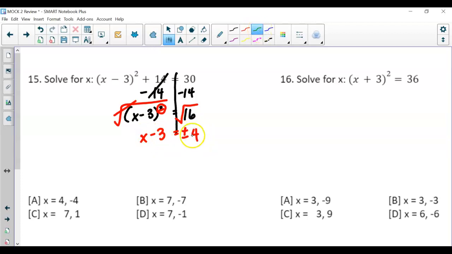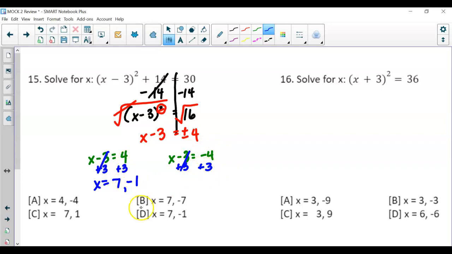So now we've got two separate equations, right? We've got x minus 3 is equal to 4, and x minus 3 is equal to -4 here. So now when solving your two equations by adding 3, right, opposite operation, you end up with x is equal to 7 and -1. That's why the answer here is D.